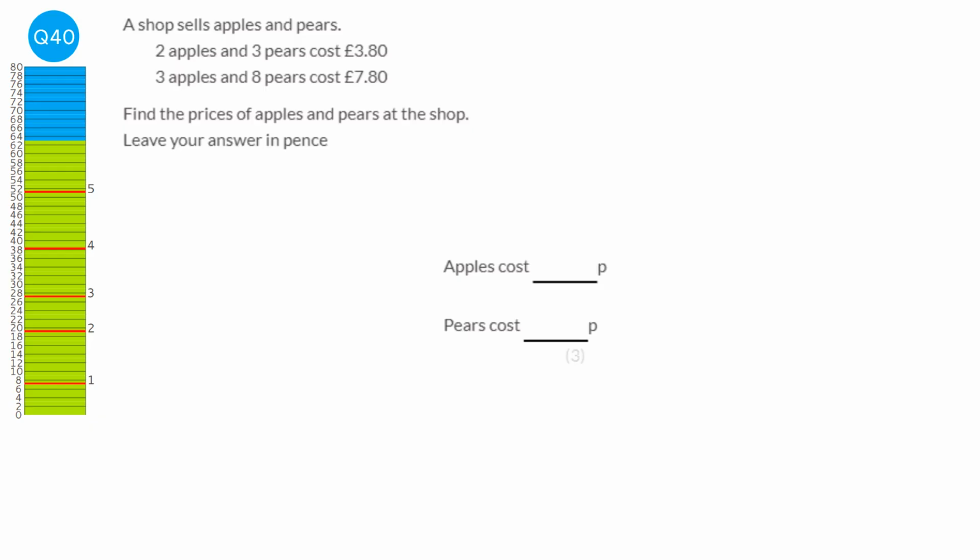So this question is a simultaneous equations question, and so we're going to have to write down some equations. So it says 2 apples and 3 pears cost £3.80. So 2 apples, I'm going to call it a for the price of an apple, plus 3 pears, so 3p, cost £3.80. Now I'm going to do this as 380 just because it's easier to work with integers rather than decimals. And it says 3 apples, so 3a, plus 8 pears costs £7.80, or 780 pence.